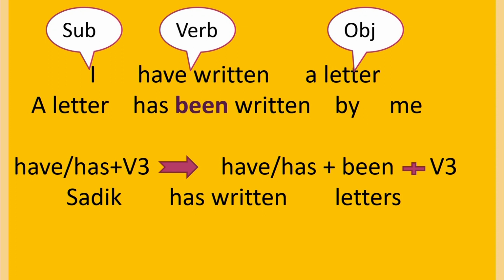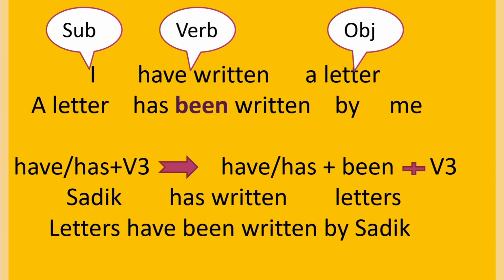This is the sentence. Sadiq has written letters. Very simple sentence. Sadiq has written letters. Observe there, Sadiq is a singular noun. So, has is there. Now, change this into passive voice, letters, plural noun. So, we should use have. Letters have been written by Sadiq.